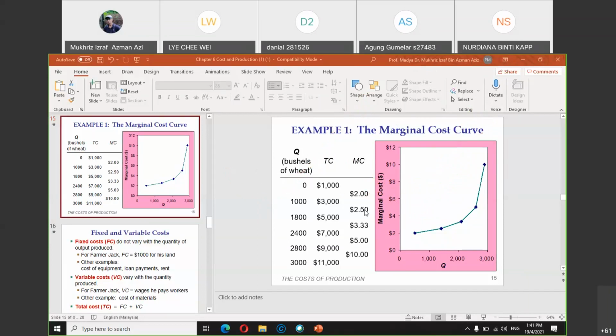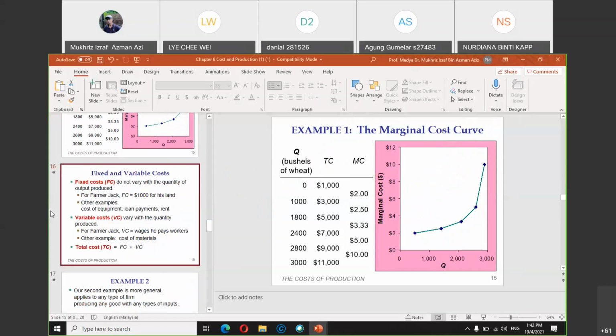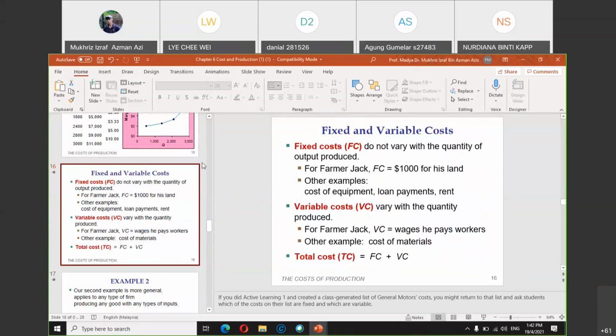But in this example, you do not see that, because after $2, it goes straight from $2 to 2.5, and onwards it continues to increase. But in the next few topics or chapters, you will also see that marginal cost will decline first and then go up again. Okay, so we discussed this slide just now.